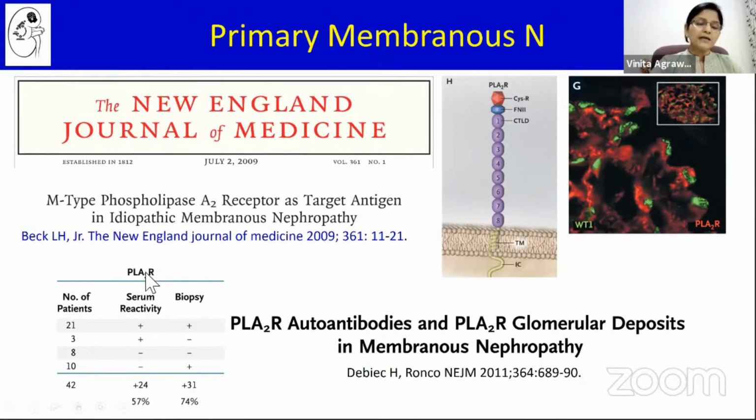Now we know that PLA2R can be demonstrated on a biopsy by doing an immunohistochemical or an immunofluorescence stain, and the sensitivity of detecting it on a biopsy is much higher than the serum antibodies which are detected in these patients.